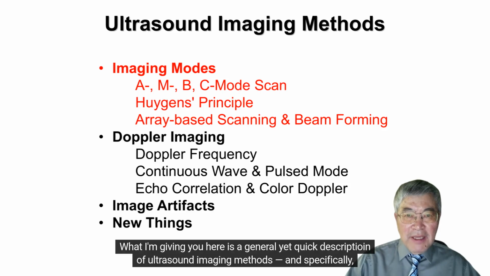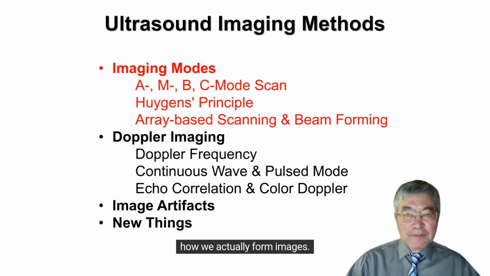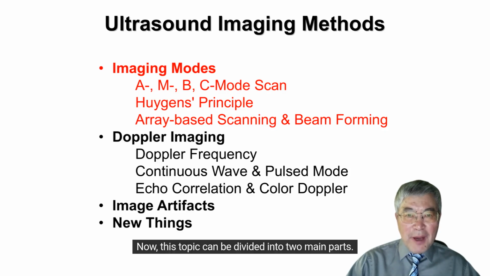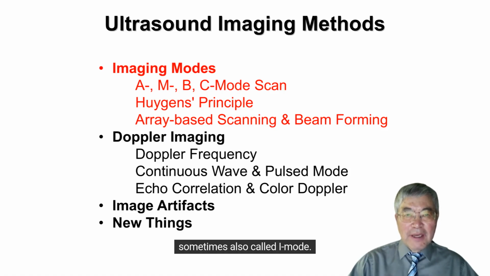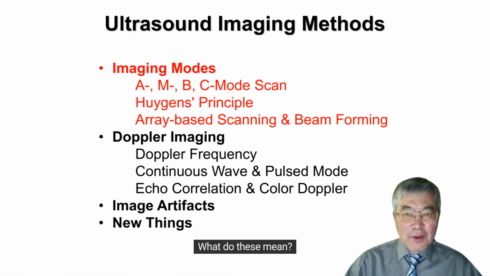What I'm giving you here is a general yet quick description of ultrasound imaging methods, and specifically how we actually form images. Now, this topic can be divided into two main parts. The first part is about imaging modes. We'll talk about different types of ultrasound imaging modes, basically A mode, B mode, C mode, and M mode, sometimes also called I mode. What do these mean?